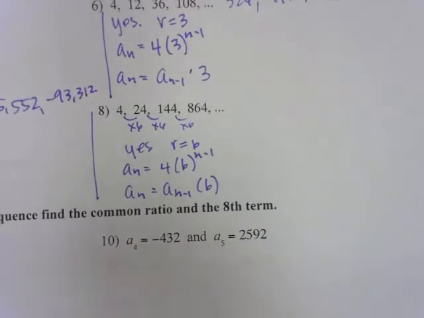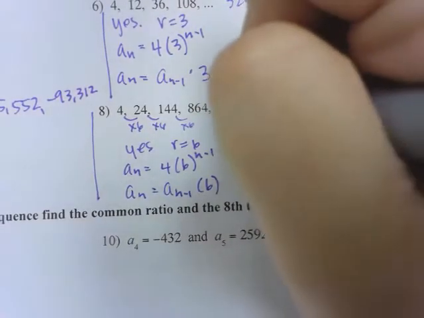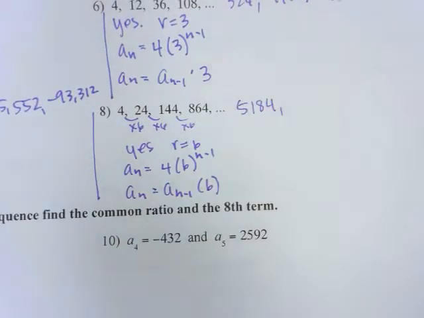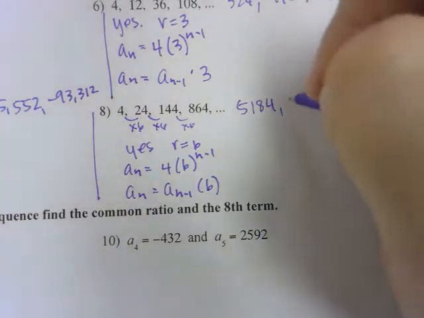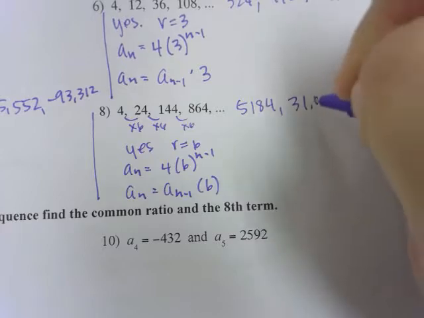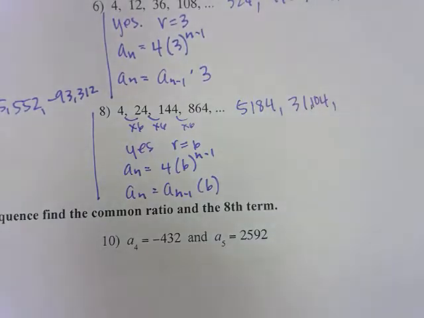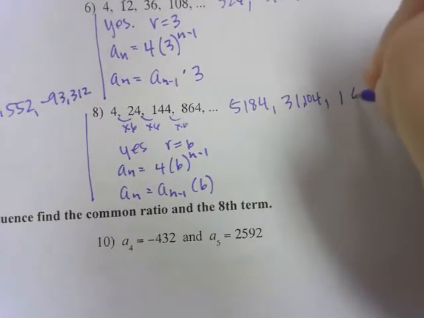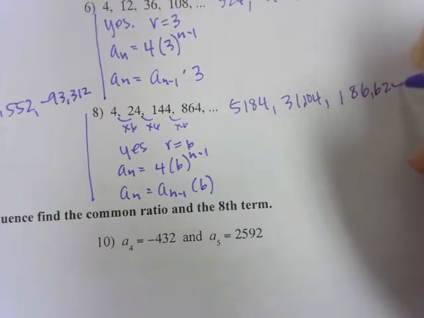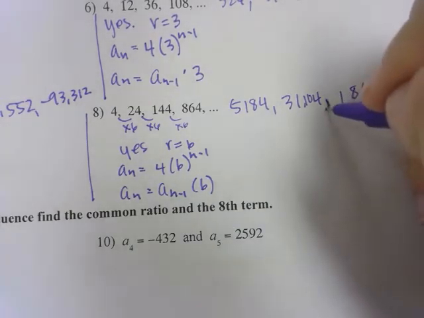And to find the next three terms, let's take that 864, times it by 6. 5184 times 6, 31,104. 186,624.